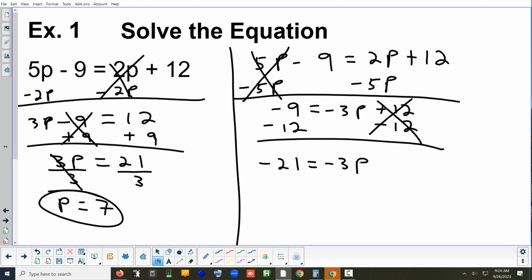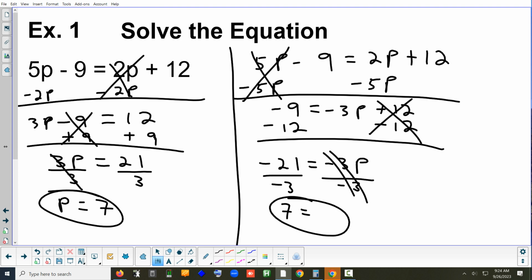And now the multiply or divide step, what would be the last operation? Divide. Yep. And what would you divide each side by? Negative 3. Negative 3 divided by negative 3 cancels out, and you get 1. And then on the left side, what's negative 21 divided by negative 3? 7 equals, and what's on the right side?